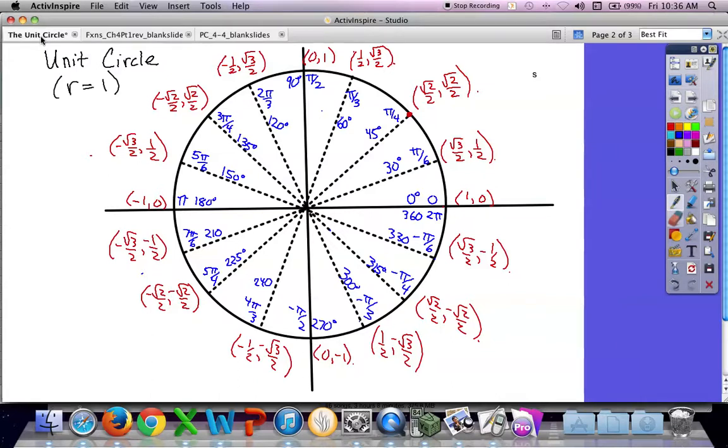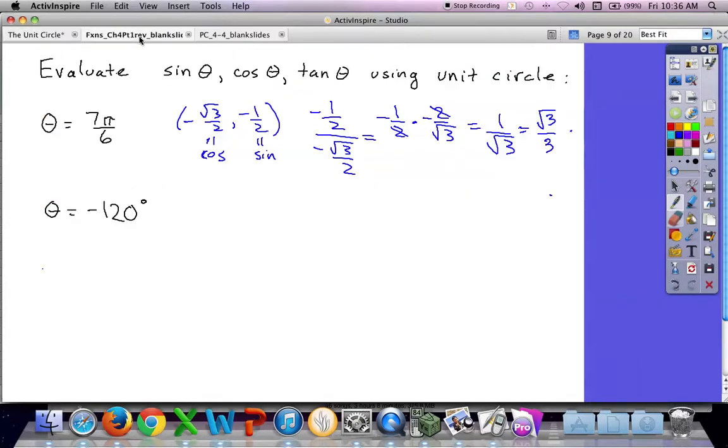Right? 120 positive is where? Right there. Right? That's at 2 pi over 3. So where would be negative 120 degrees? Right there. Straight down, right? So this would be negative 90, go another 30, negative 120 degrees. So we're dealing with that point right there. So now our point is negative 1/2, negative square root of 3 over 2.